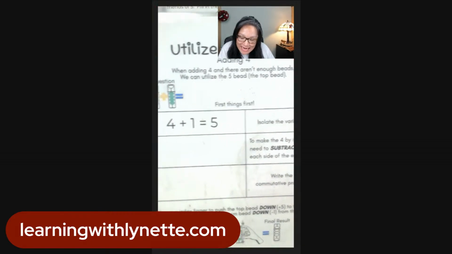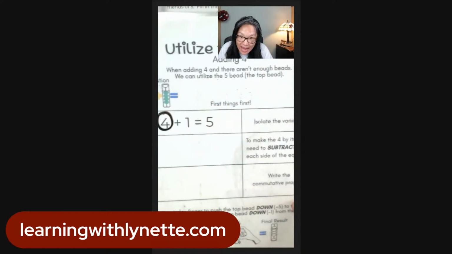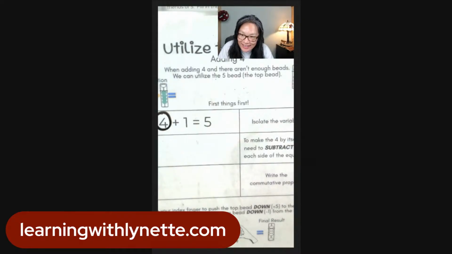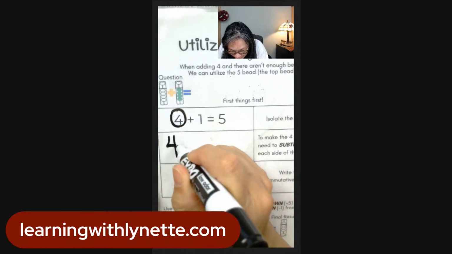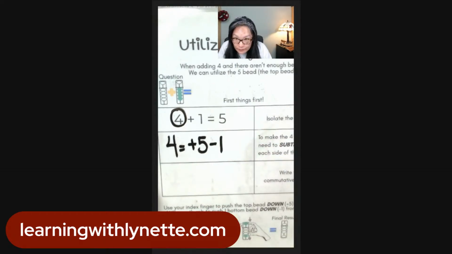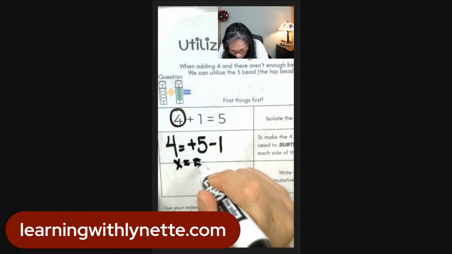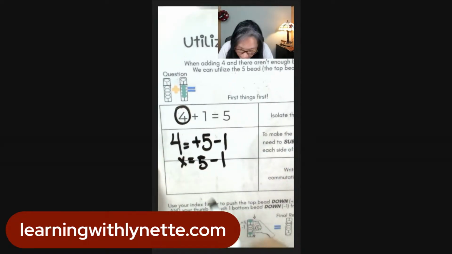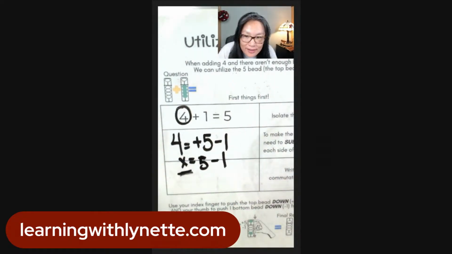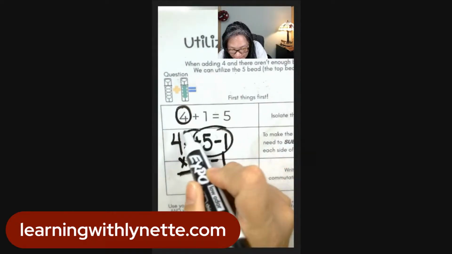When we power it up, what are we going to do? We're going to isolate the variable. That is the math terminology that I'm using. Why? Because it looks very similar to algebra. Look, x equals 5 minus 1. But we know our variable, so we don't need to use the x. Don't be scared. We don't need to use the x, but I'm showing you that there's a relationship, right? So we're going to substitute this information into this 4.